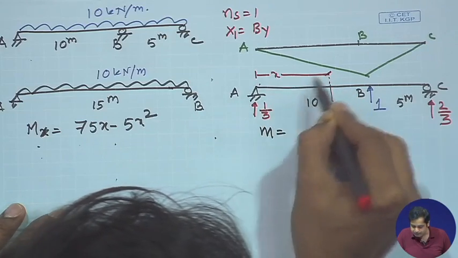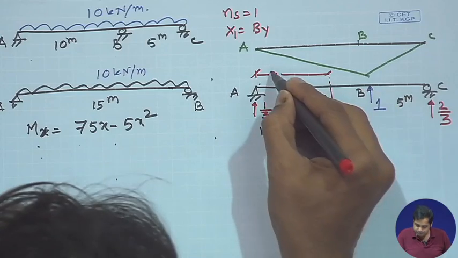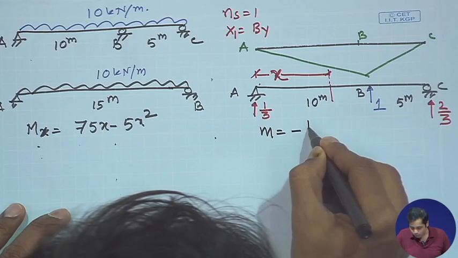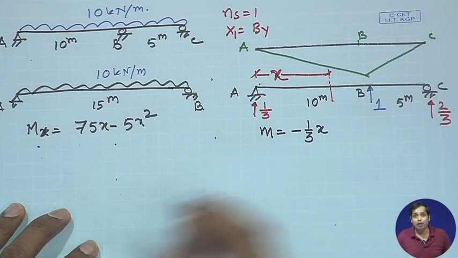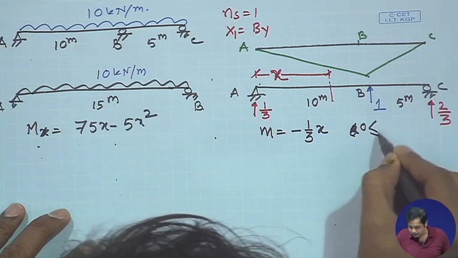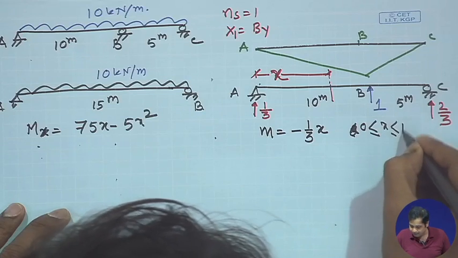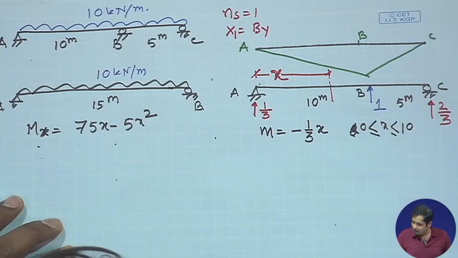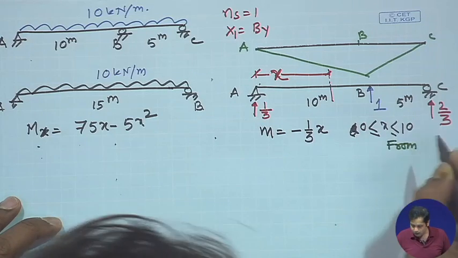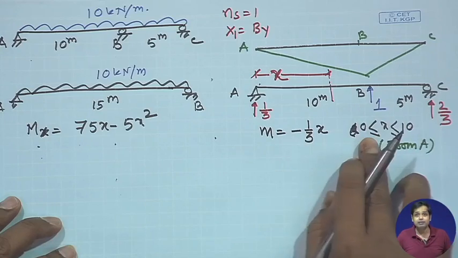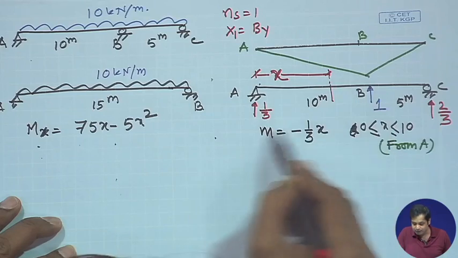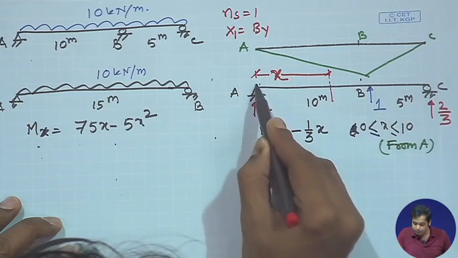Okay. So, m will be, if we take a section, this is x, this is x, then m will be minus 1/3 x, when x is between 0 to 10. Okay. And moreover, x is measured from A. Now, this is the equation for this line, bending moment between A and B.